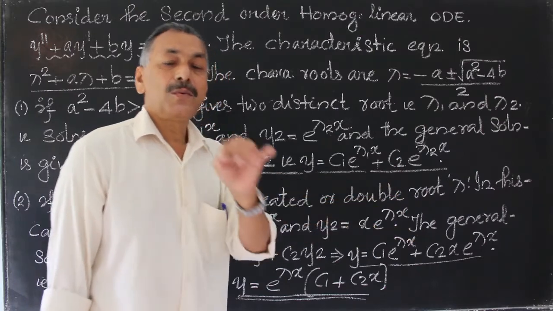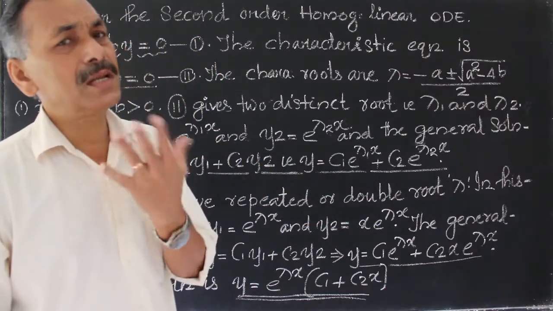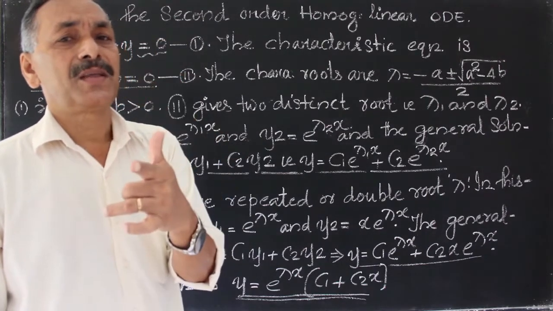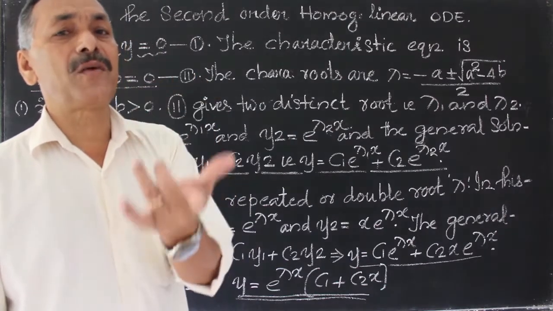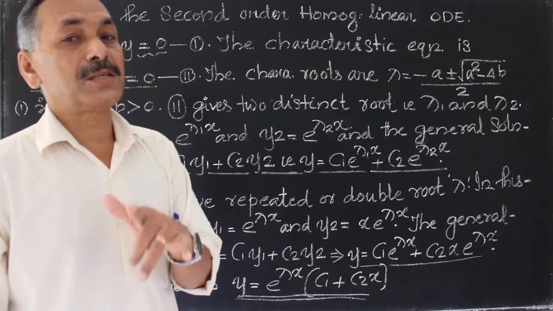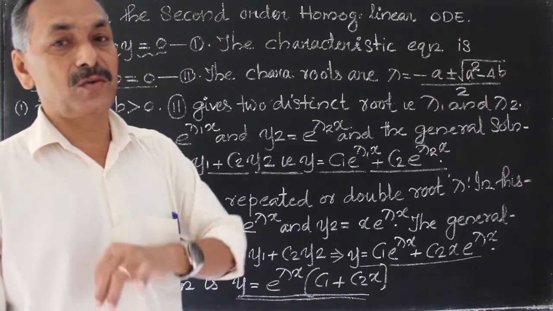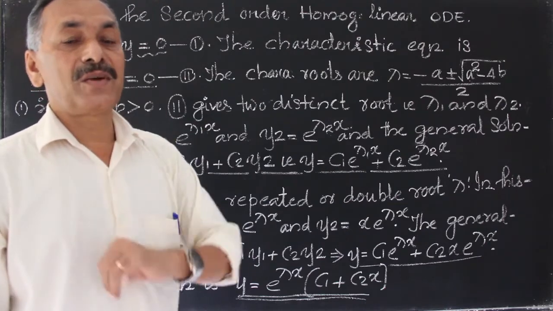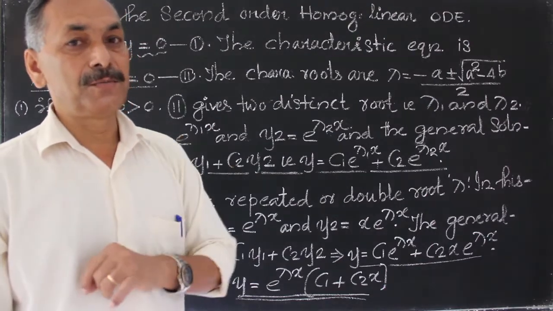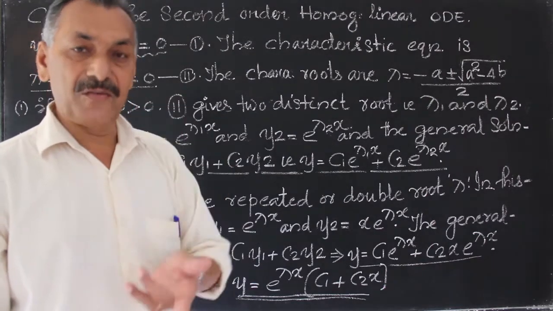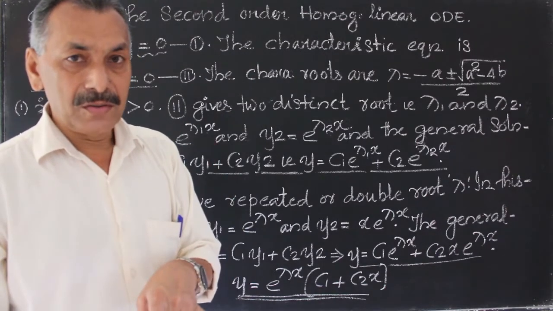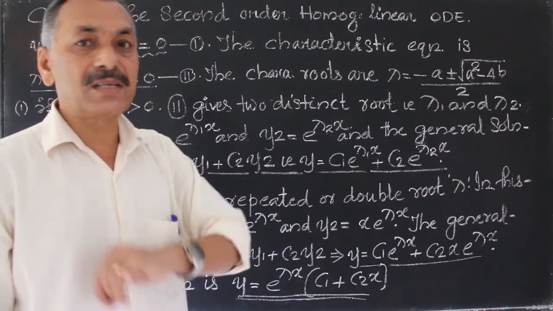In this case, what is the solution? y is equal to e raised to lambda x. And we have to use the method: if one solution is given, then the method of finding the other one. For the equation y double dash plus p of x into y dash plus q of x into y is equal to 0, with one solution y1, y2 is equal to u into y1, where u is the integral of v, and v is given by 1 divided by y1 square into e raised to minus integral p of x dx.